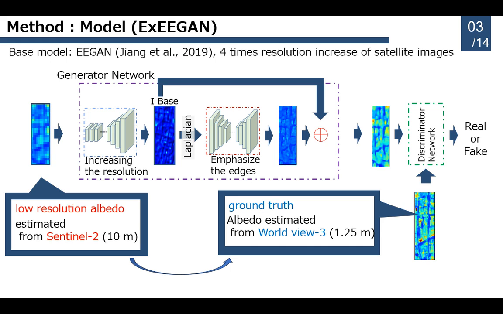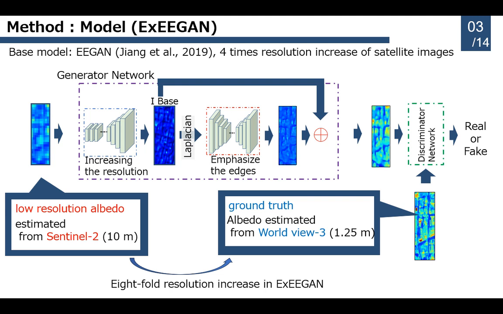In our model, the input is a low-resolution albedo estimated from Sentinel-2, whose resolution is 10 meters, and the ground truth is albedo estimated from a commercial satellite, WorldView-3, with 1.25 meter resolution. Although the original EEGAN was made to increase the resolution 4 times, it is not sufficient for our objective, so we upgraded the model for an 8-fold increase in resolution. Hereafter, I call our model XEEGAN, meaning extended EEGAN.